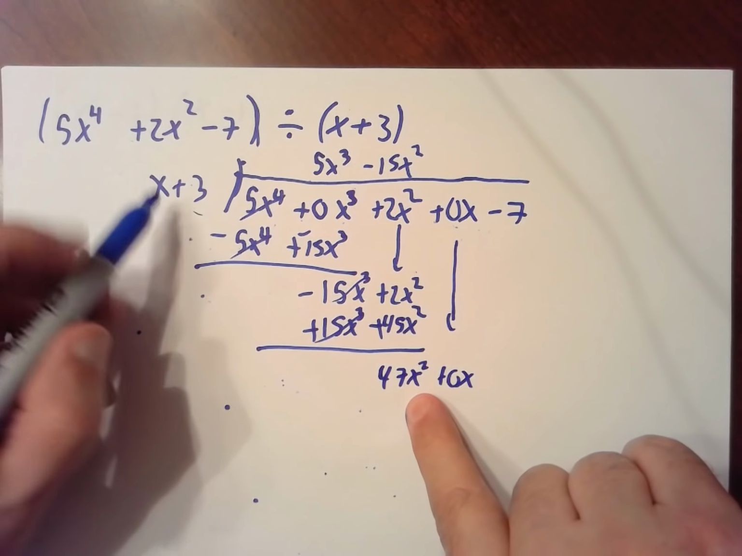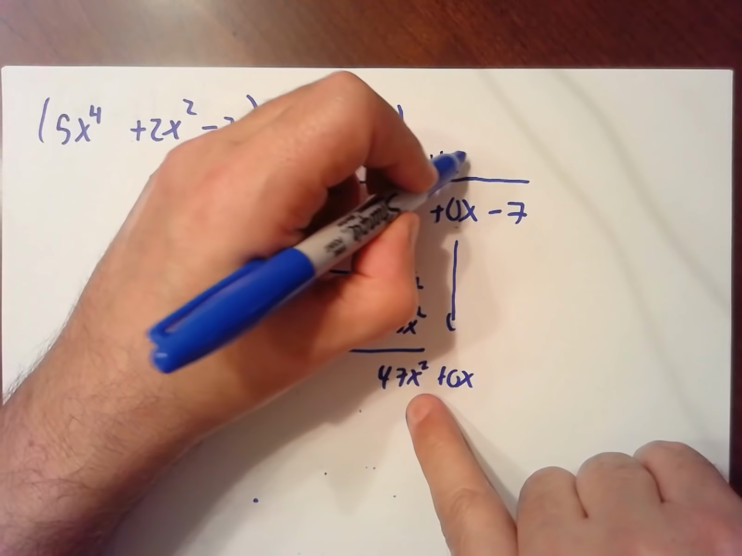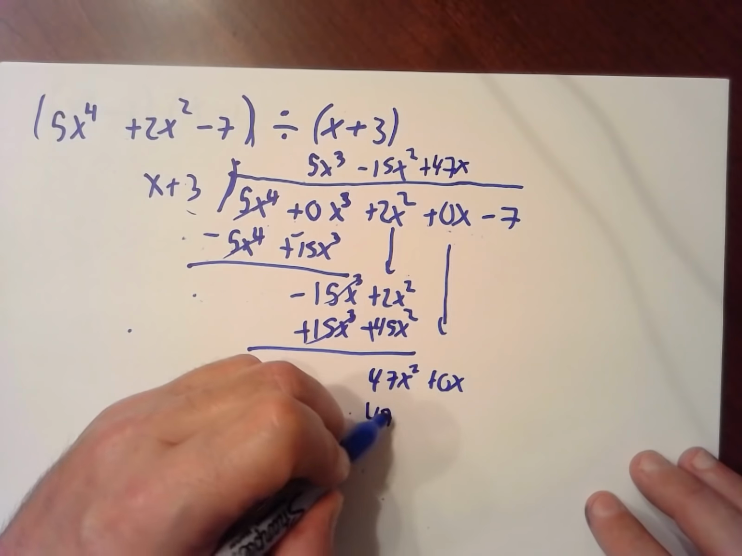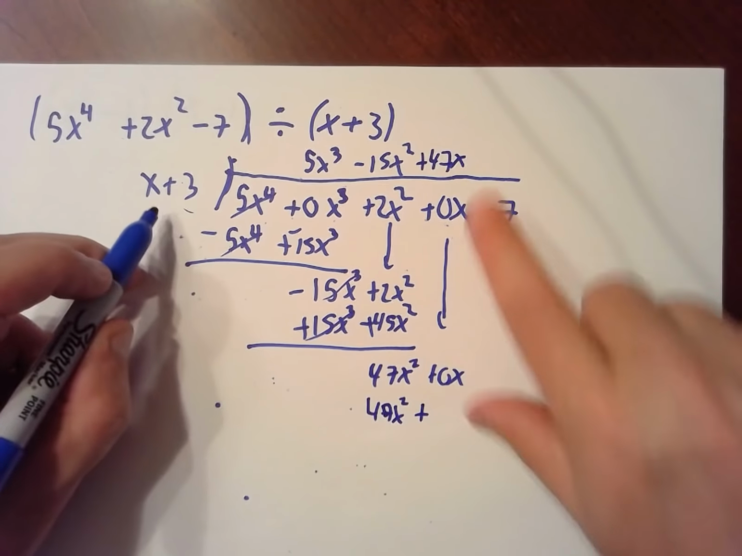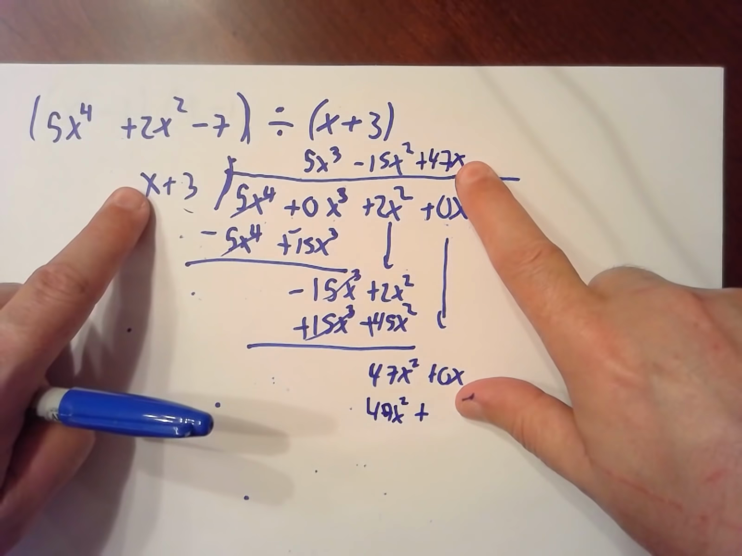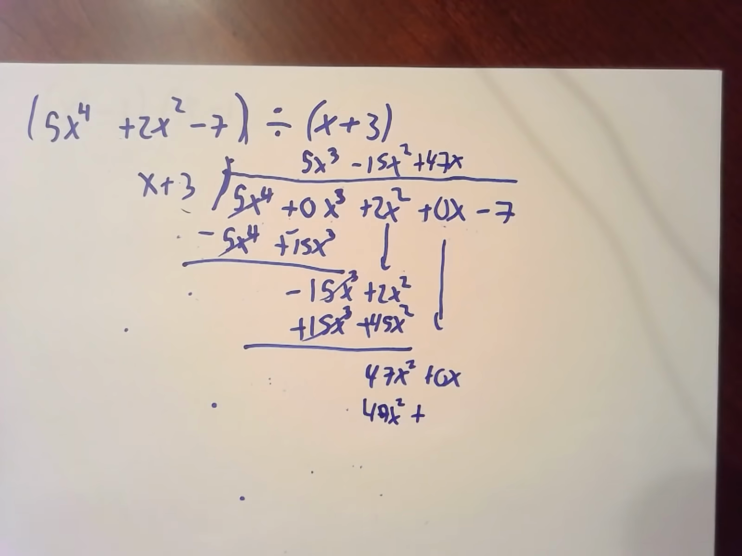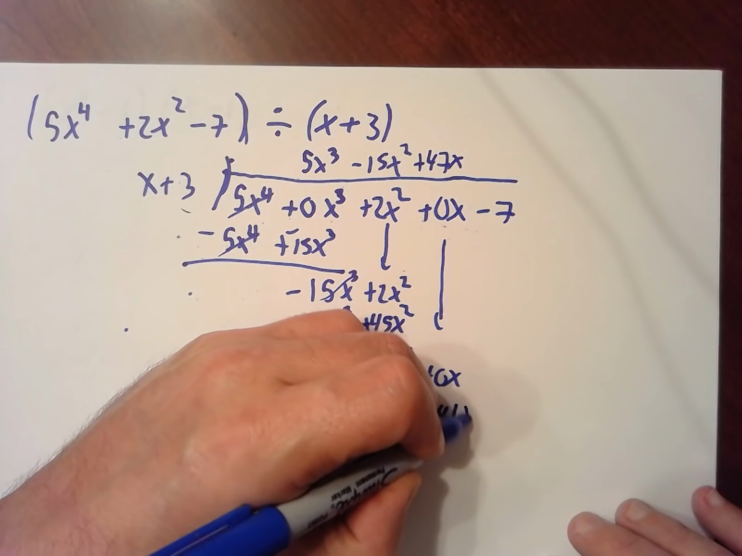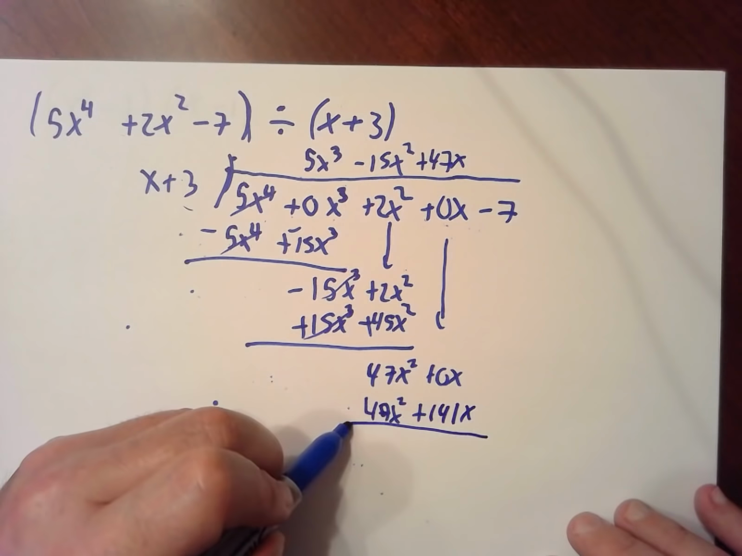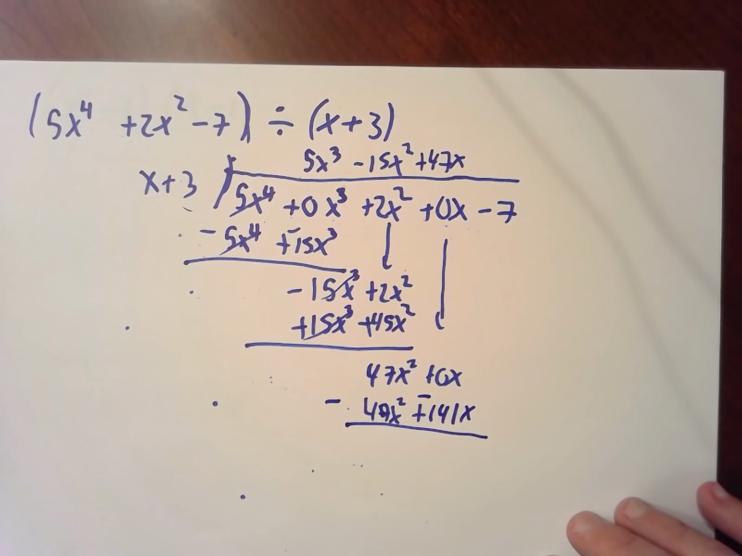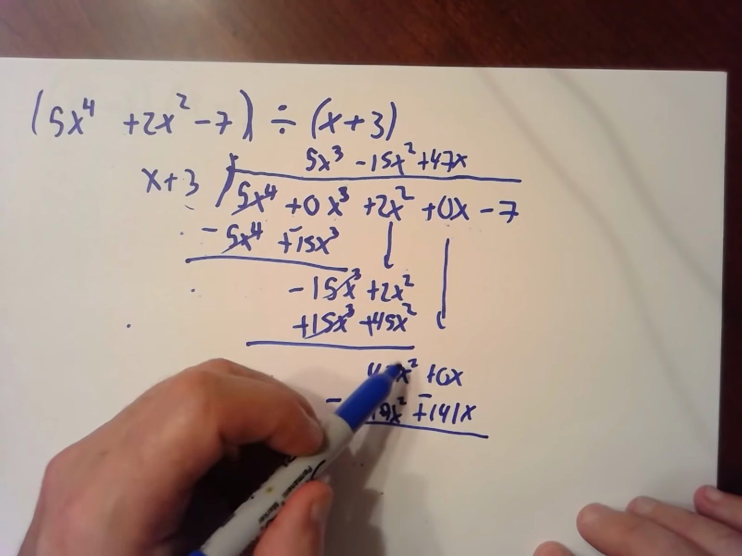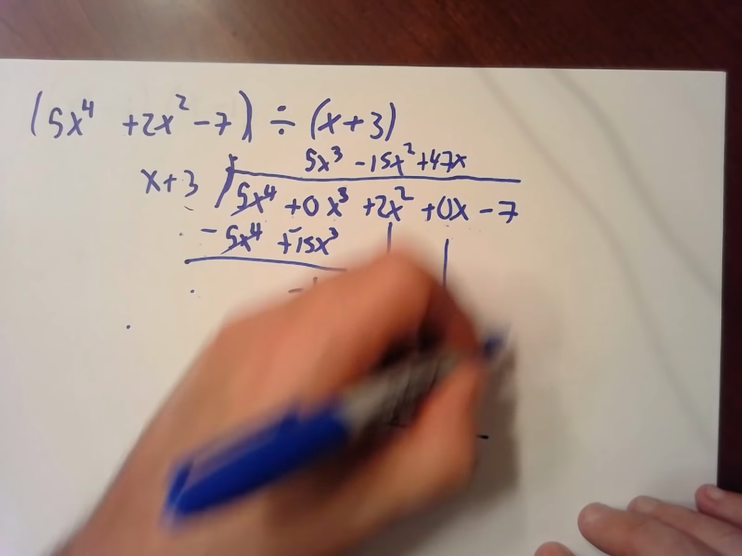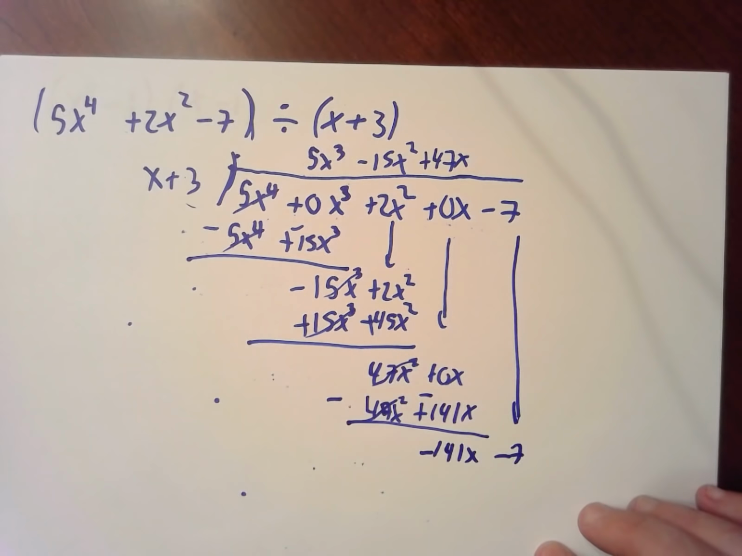X times what is 47x squared? That would be 47x. Distribute. We get 47x squared. 47x times x plus 3 times 47, I'm going to get my calculator out, is 141. Draw the line, change the signs. Add straight down. These two cancel out. 0 minus 141 is negative 141x. Bring down the next term.